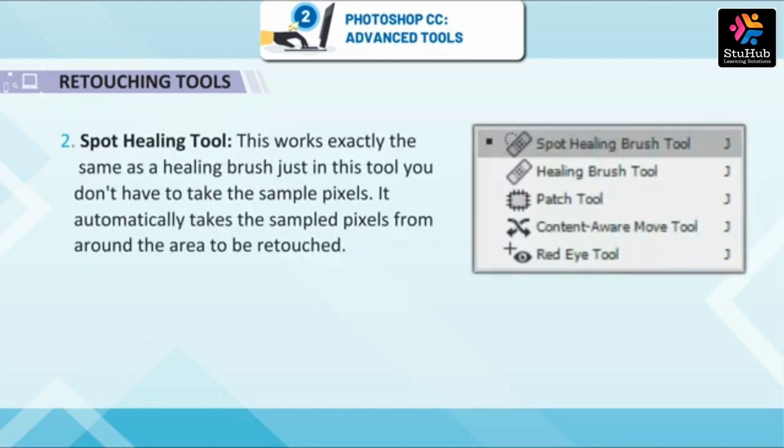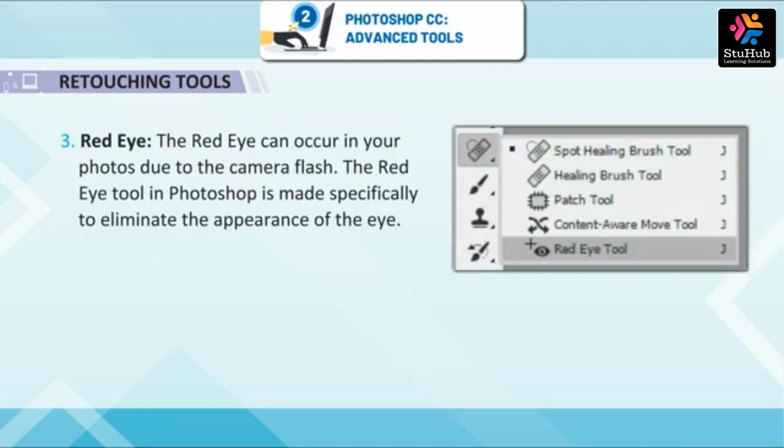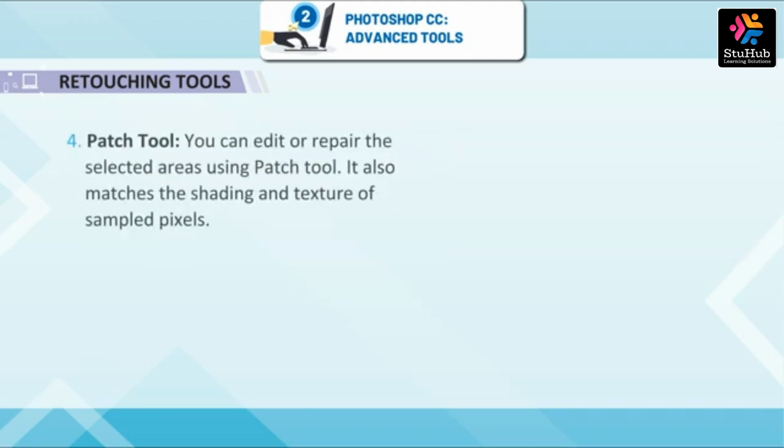Spot healing tool. This works exactly the same as a healing brush, just in this tool you don't have to take the sample pixels. It automatically takes the sample pixels from around the area to be retouched. Red eye. The red eye can occur in your photos due to the camera flash. The red eye tool in Photoshop is made specifically to eliminate the appearance of the red eye.